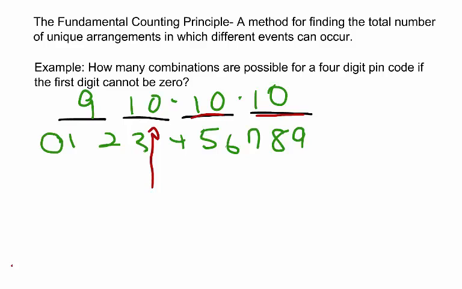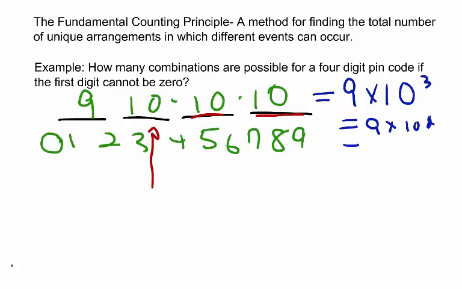Once we get to this point, we simply multiply our values together. 9 times 10 times 10 times 10. In other words, 9 times 10 to the third, which is equivalent to 9 times 1,000, or 9,000. So there are 9,000 different possibilities for this 4-digit PIN code.